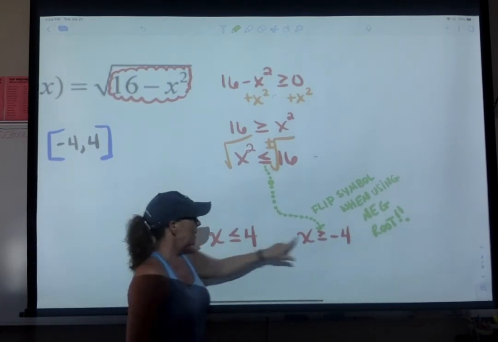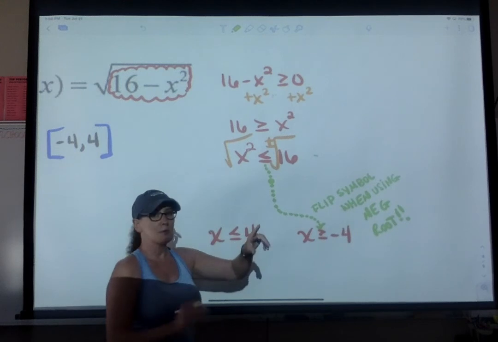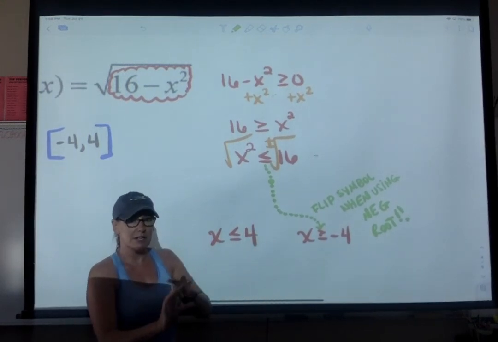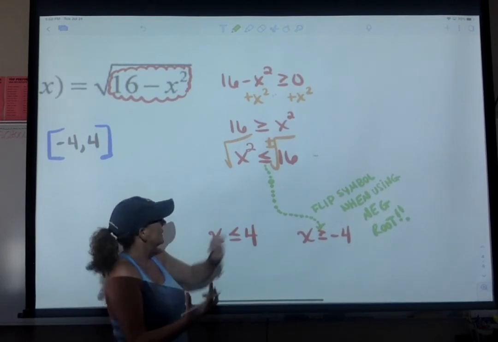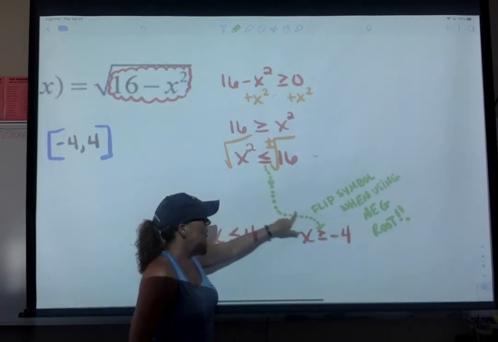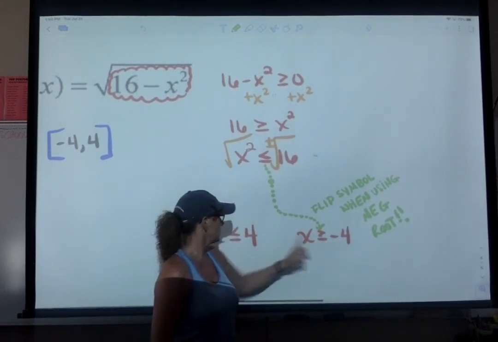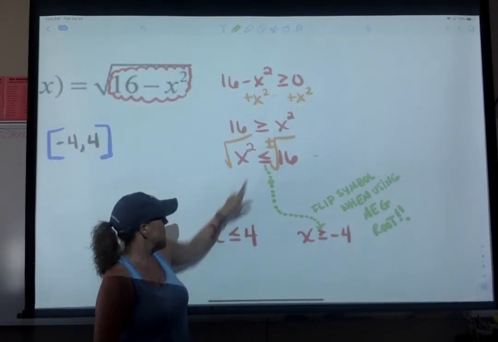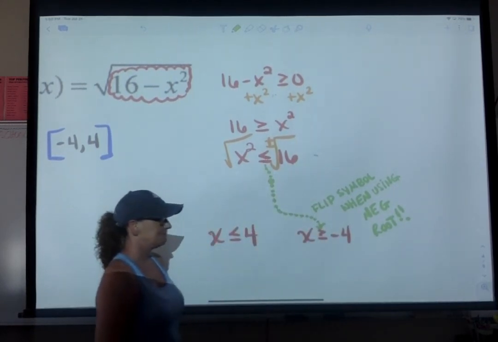When you write on your paper the negative root of 16, remember that rule, like when you multiply or divide by a negative, you flip the symbol around? That's kind of what's happening here. Your symbol flips around only when you write the negative root, not the positive root. Positive root, symbol stays the same. When you write the negative root, your symbol flips around.